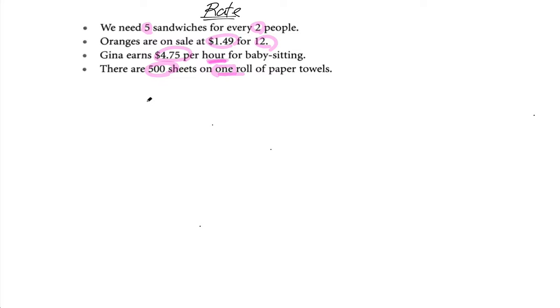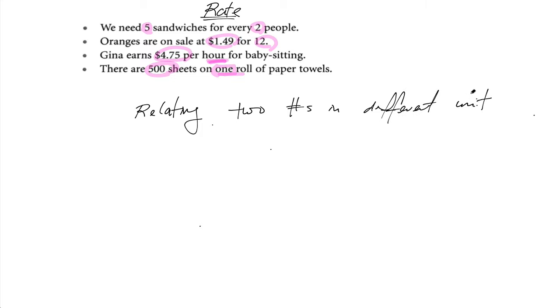So a rate is relating 2 numbers in different units. Okay, so 5 sandwiches, this 5 represents sandwiches. This represents the number of people. It's 2 different units. Another example would be kilometers per hour. Ratio is typically something that we use with the same units. Rate is if it's a different unit.